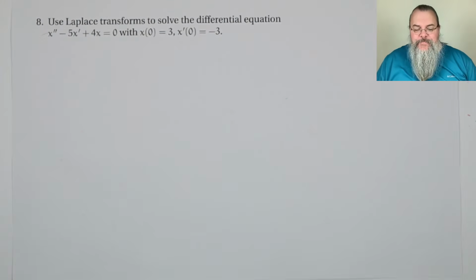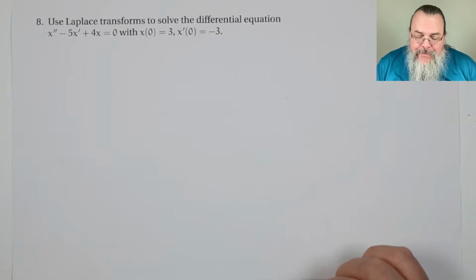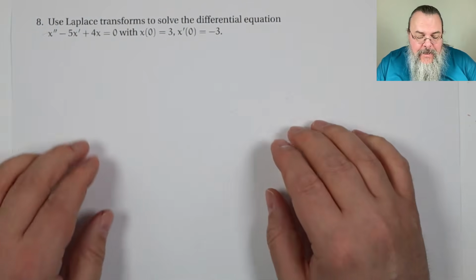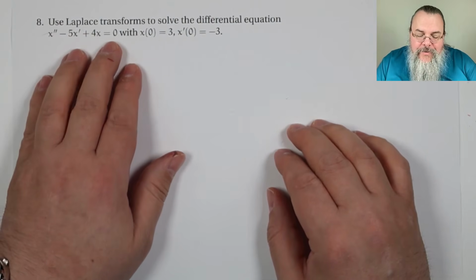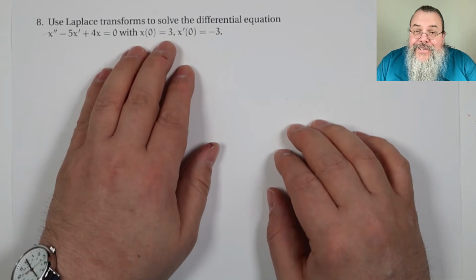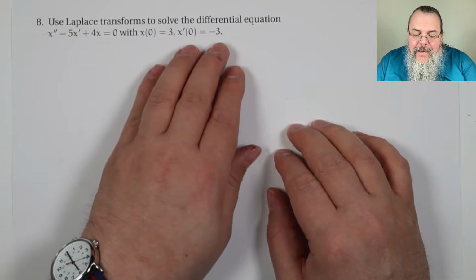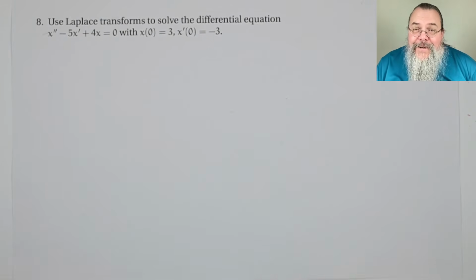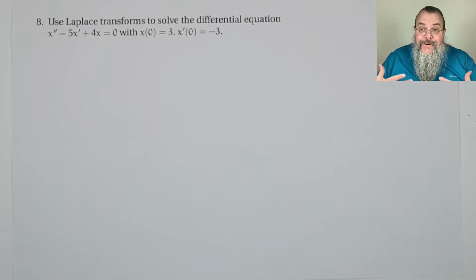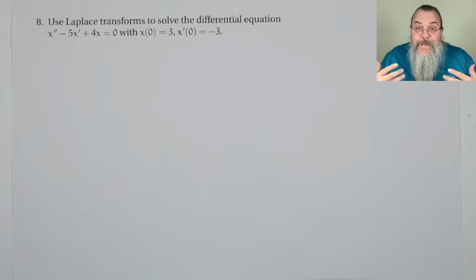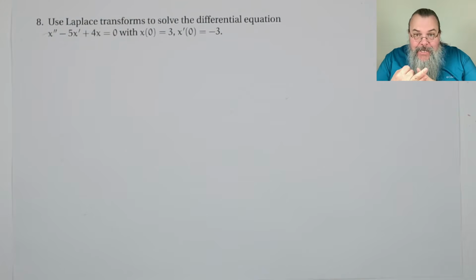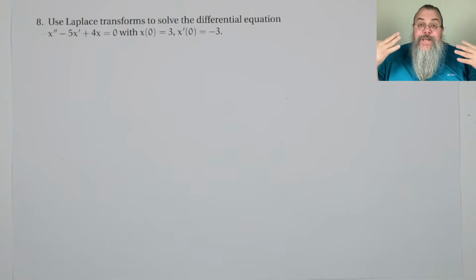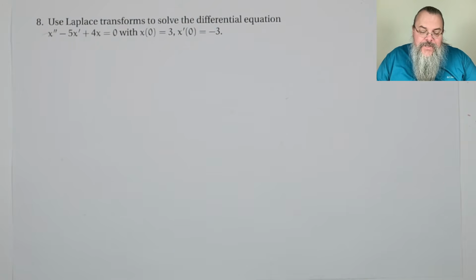Number 8. Use Laplace transforms to solve the differential equation. X double prime minus 5x prime plus 4x equals 0. And some initial conditions. X of 0 is 3, and x prime of 0 is negative 3. Now notice this is actually a really nice differential equation. Constant coefficient, linear, homogeneous. Those are things we really like about differential equations.